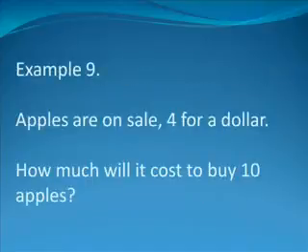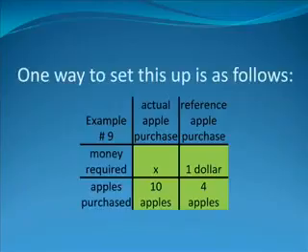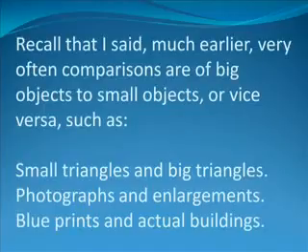Example 9. Apples are on sale, 4 for $1. How much will it cost to buy 10 apples? One way to set this up is as follows. Actual apple purchase and reference apple purchase are our column titles. Money required and apples purchased are our row titles. X, as usual, is in the center. You will note the actual purchase price is for 10 apples. The reference purchase price is $1, and that is for 4 apples.